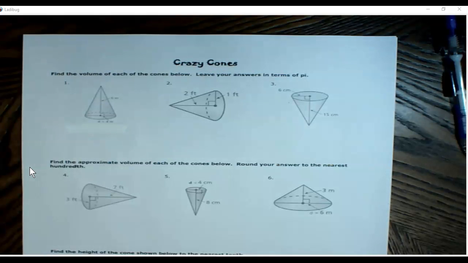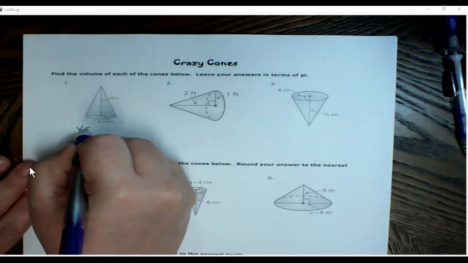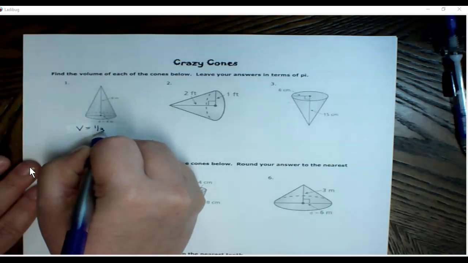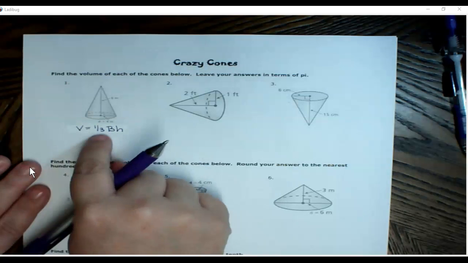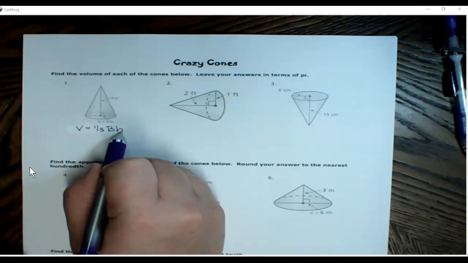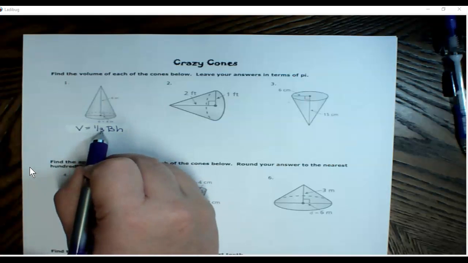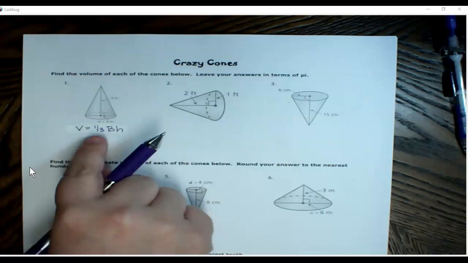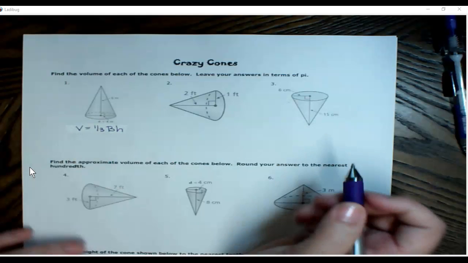of a cylinder. If you look at your formula chart, the formula for volume of a cone is V equals 1/3 big B H. So 1/3 area of the base times your height. If you notice, if we took out the 1/3, that would be the volume of a cylinder. But a cone is 1/3 area of the base times height.